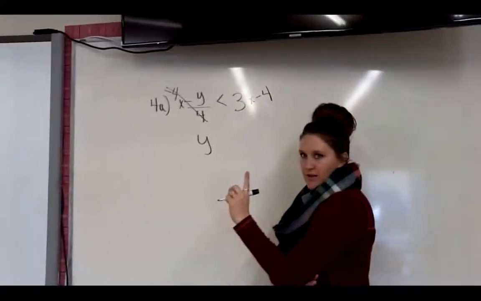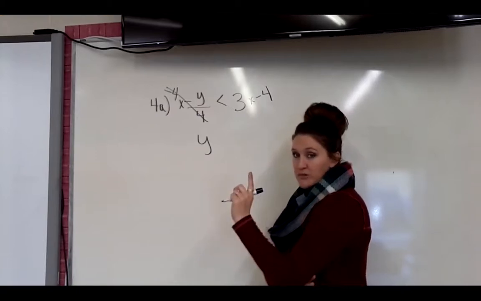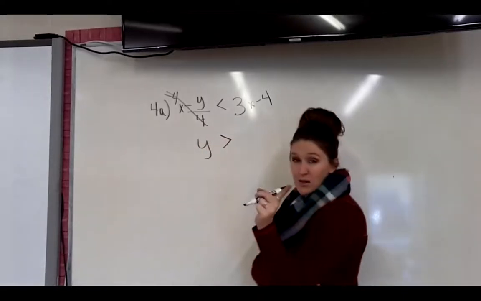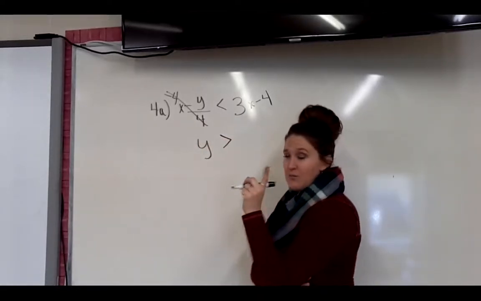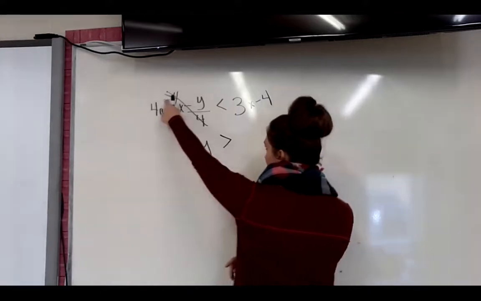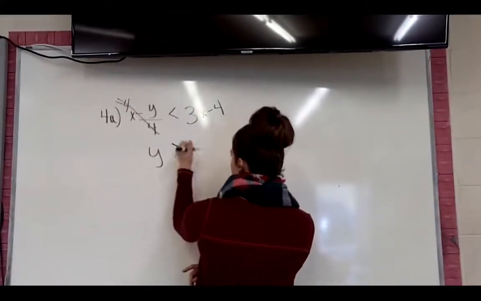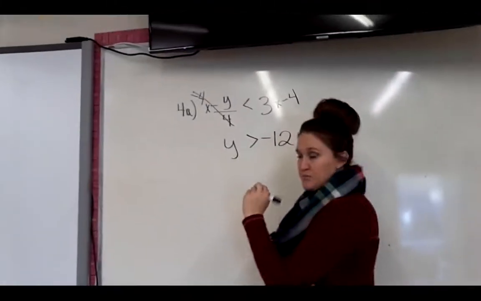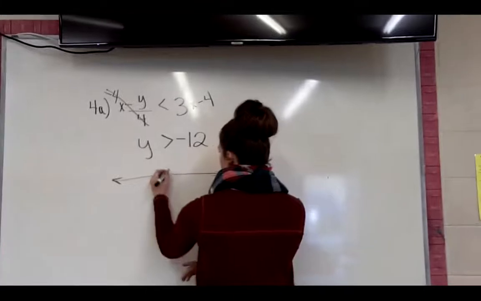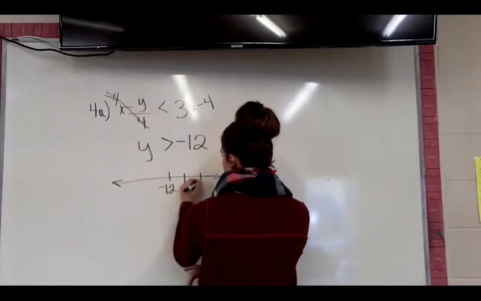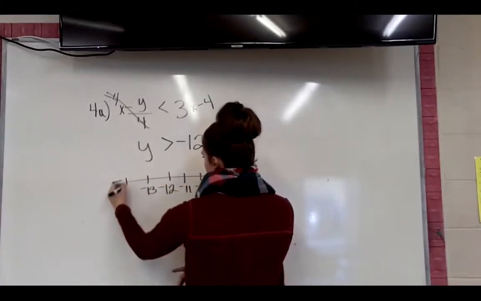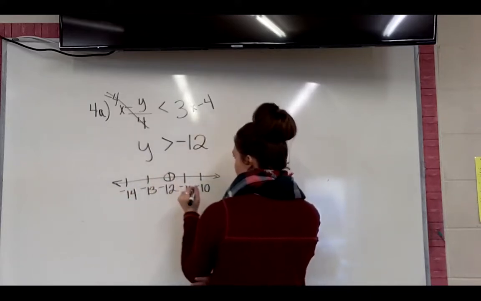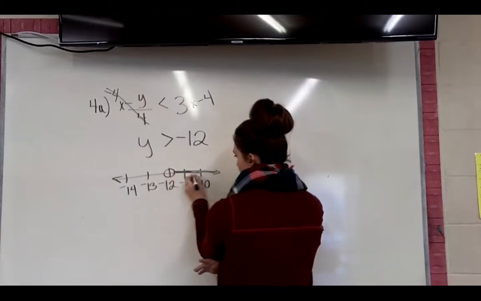The only trick you have to remember, when you divide or multiply by a negative number, this inequality sign flips around. You have seen that before with Mr. Chadwick last year. It's just been a while. So it flips around because we multiply by a negative. 3 times negative 4 is negative 12. We have to do that because otherwise it won't make it true. So now we draw our number line, put negative 12 in the middle. It's just greater than, so it's an open circle. Y is greater than negative 12. So it goes to the right.